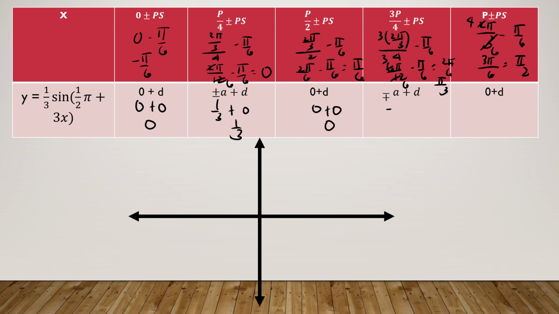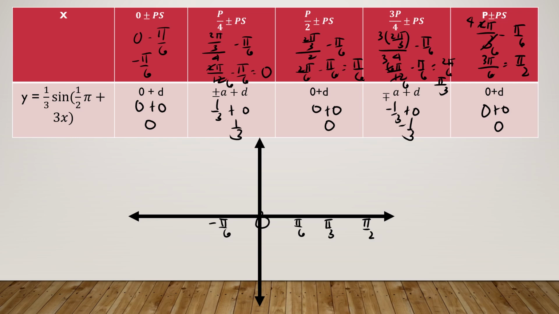Now, we're going to follow positive a plus d, 0 plus d, negative a plus d. Therefore, it will be negative 1/3. So, if the given value of x is negative pi over 6, the value of y is 0. So, let's now graph the given trigonometric function. Let's plot or write negative pi over 6, 0, pi over 6, pi over 3, and pi over 2.